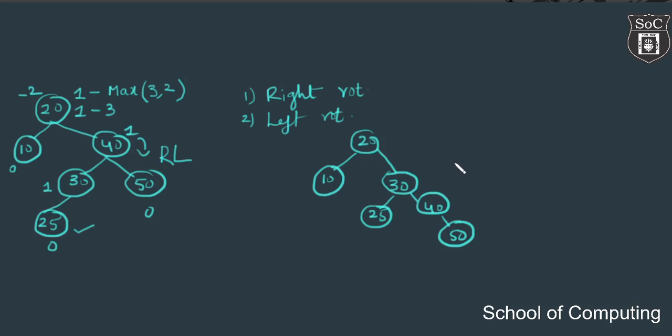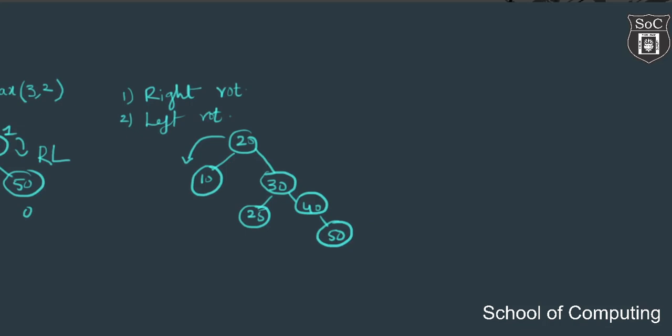Now on this output do a left rotation. I'll be doing it on the imbalanced node, which means I should do it on 20. When I do a left rotation on 20, what will happen? Already there is a left child, no? So 20 will come down, 30 will become the root node, 20 will come down, 10 will further go down, 30's right child is 40, and 40's right child is 50.